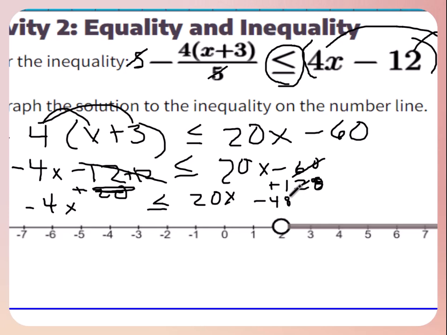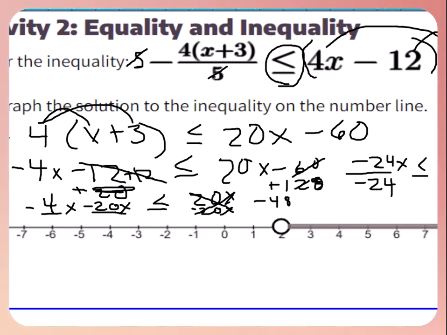Okay, now we have to subtract 20x from both sides to get those variable terms on the left. So this is going to cross out. That's going to be 0. We're left with negative 48, less than or equal to, on the left hand side, negative 20x, and the negative 4x is negative 24x. Now divide both sides by negative 24, and this is how your inequality symbol changes direction.